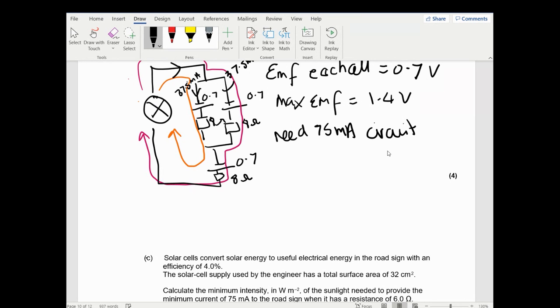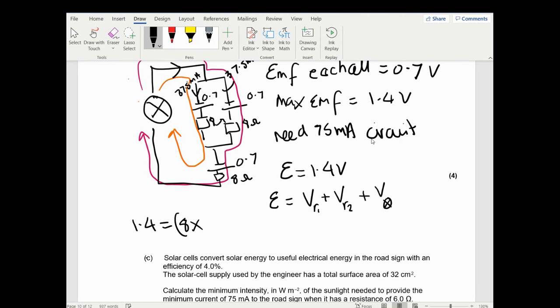So what I'm going to do is actually work out how much voltage is going to be left as it goes round. Okay, so if we think about it, I've got my EMF, which equals 1.4 volts. And my EMF is going to equal the voltage on the internal resistor 1, plus the voltage on the internal resistor 2, plus the voltage on the lamp. So let's work this out. So I've got 1.4 equals 8 times 37.5 plus 8 times 75, times 10 to the minus 3, times 10 to the minus 3, plus the voltage on the lamp.